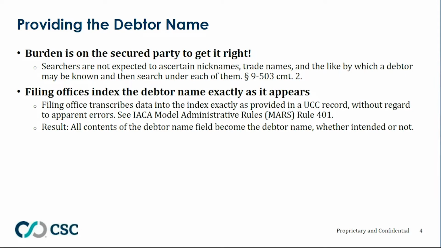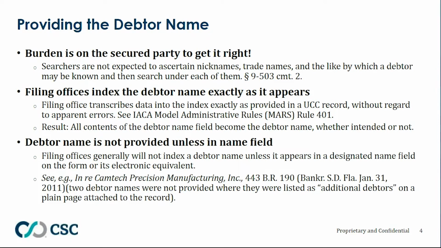A corollary to that is that if the debtor name isn't in the name field, it's not provided, because the filing offices do not index names unless they're in the name field. That's how they know it's a debtor name. And failure to put it in a name field can have serious consequences for a secured party.